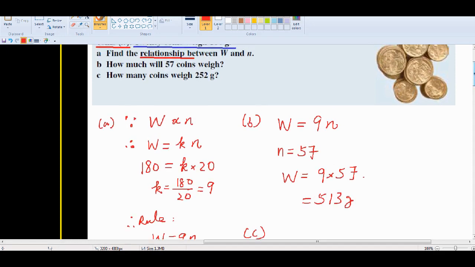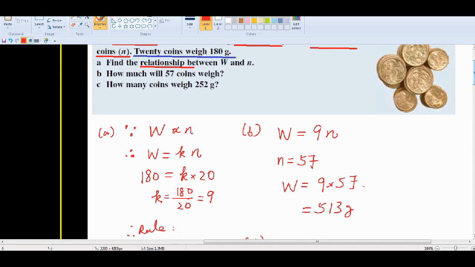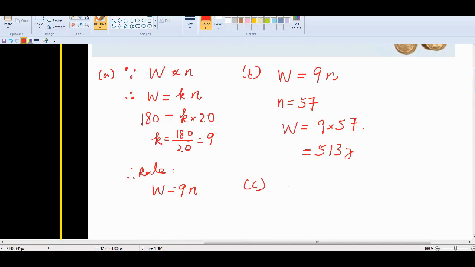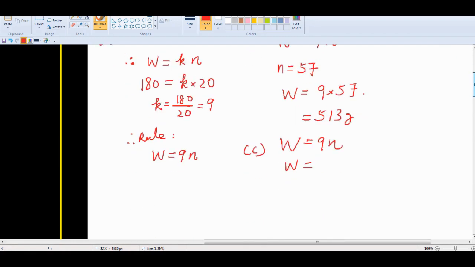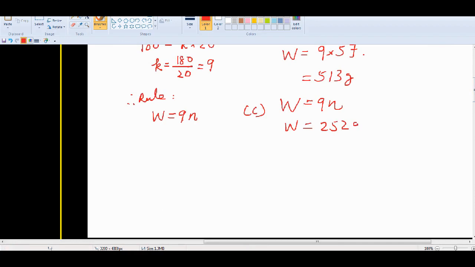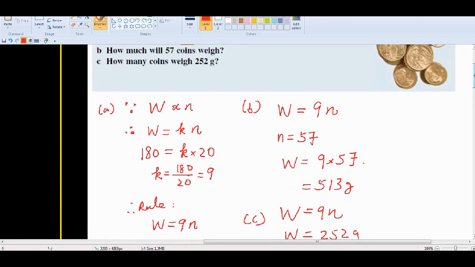For part C, how many coins weigh 252 grams? Again, we're going to use this relation, and this time they give you W, which is 252 grams, and there'll be 28. That's it.